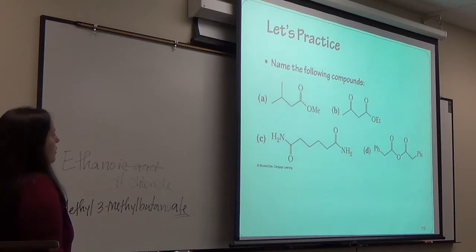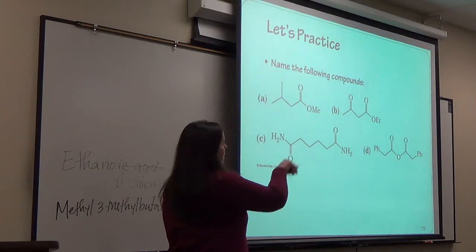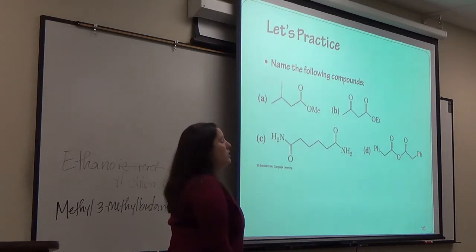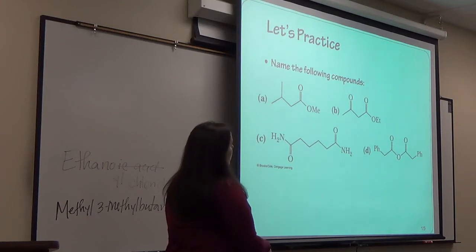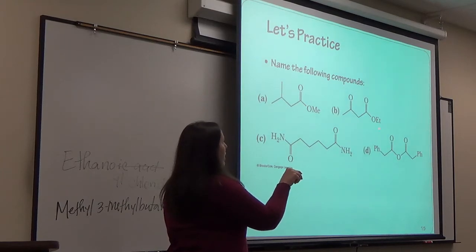So what's B? Is B still an ester? Or is it something else? It's still an ester, and it has this ketone. So the ester is higher priority because it's a carboxylic acid derivative. So how do I name this again? So what do I do first? Ethyl first. The part that came from the alcohol, ethyl.